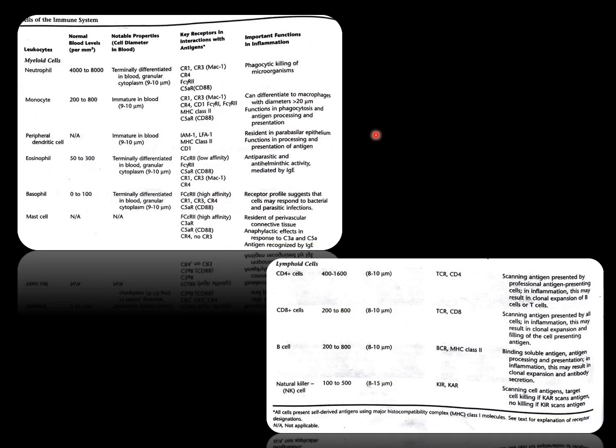Now, what is this? This is basically a table having these immune cells. We have to remember the normal levels of these cells and mainly the functions of these cells. For example, neutrophils and monocytes function as phagocytes, eosinophils and basophils in parasitic activity. Then these are the lymphoid cells, CD4 positive, CD8 positive cells, B cells and NK cells. NK cells are mainly involved in killing of the virus-infected cells and the tumor cells.